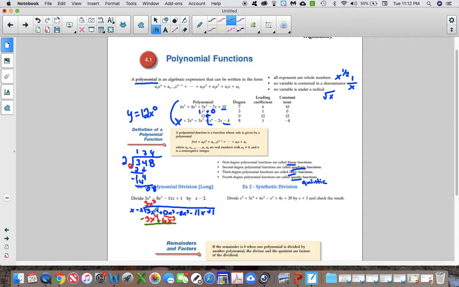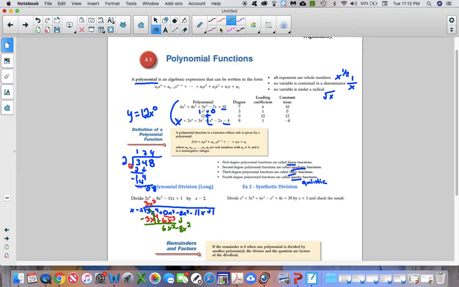And then I'm going to add, so these two will cross out as they should. If it doesn't, then I did something wrong. 0x to the third power and 6x to the third power is just 6x to the third power, and then I'm going to drop my next term down. So the negative 8x squared is going to come down, okay? And then I start the process over again.